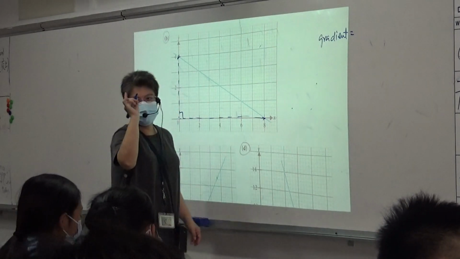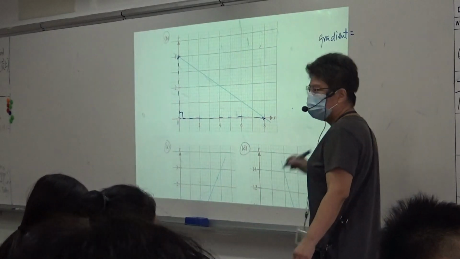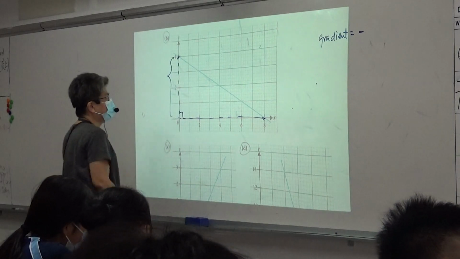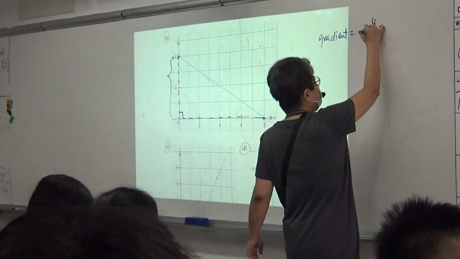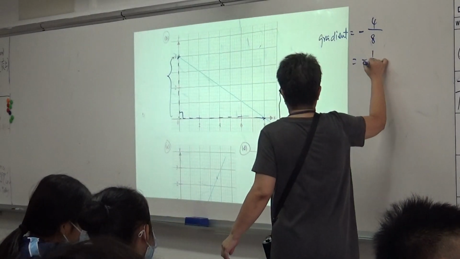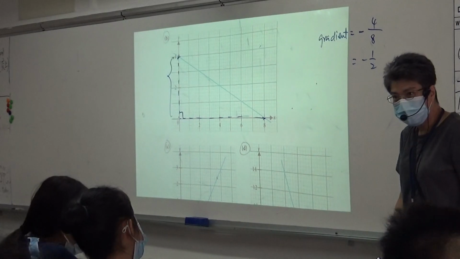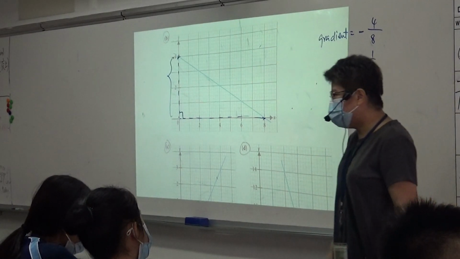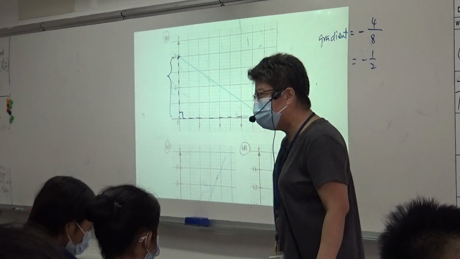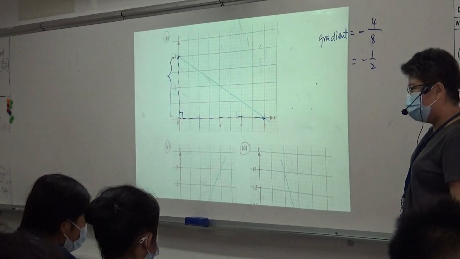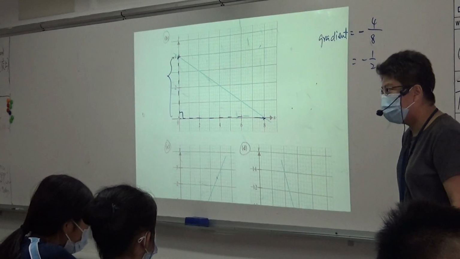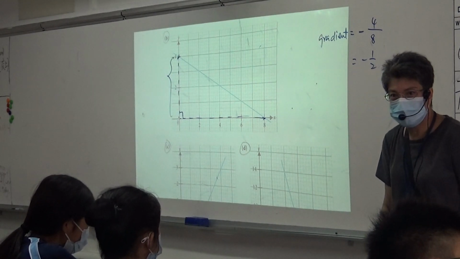But I must know, is it positive or negative first? I must put negative first, right? Okay, how many units here? 4, very good. How many units here? 8. So the gradient is negative half. Am I right? Okay, now may I know what's the y-intercept? 4. Okay, so what's the equation of this line? Y equals to negative half x plus 4, right? Can you see it now? Because the y-intercept is 4. Yes?